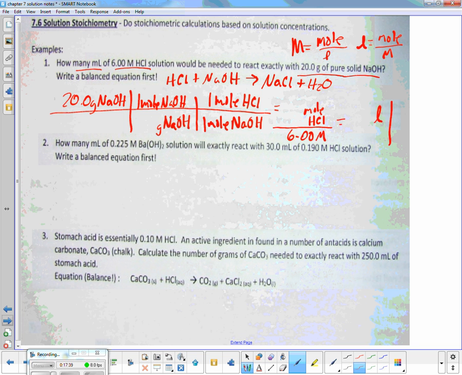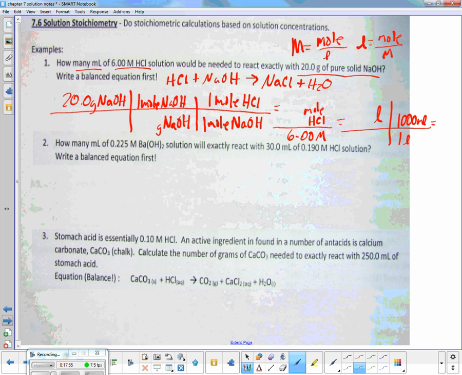They want it in milliliters. So in 1 liter, there's 1,000 milliliters. And I've got my answer. So it's nothing we haven't done already. It's just a matter of I've got to think it through and say, how can I get there?